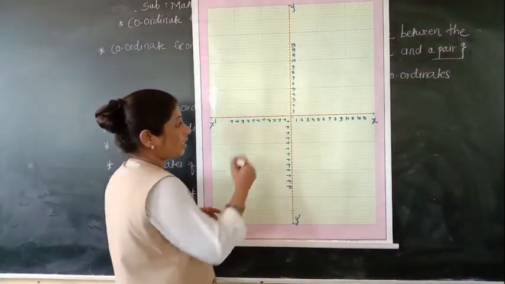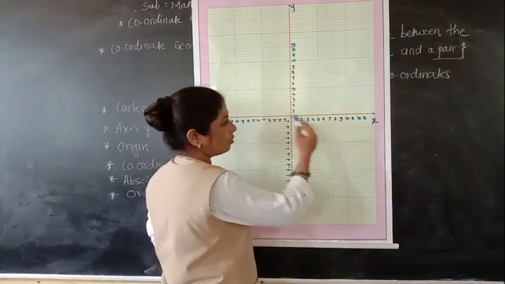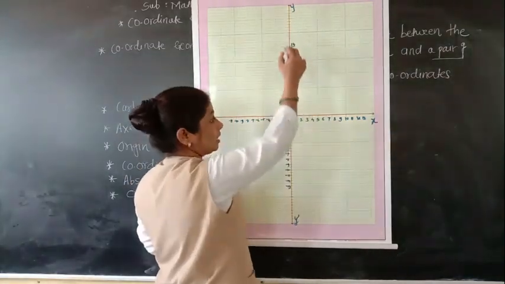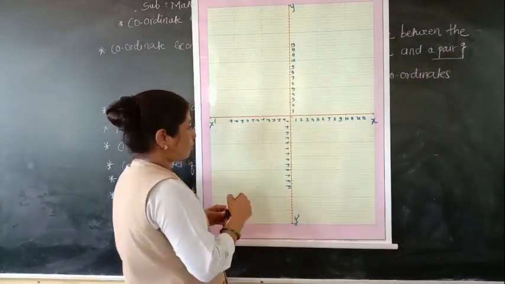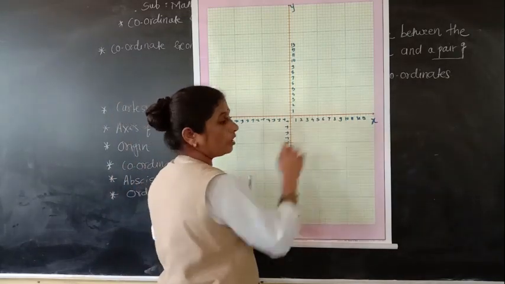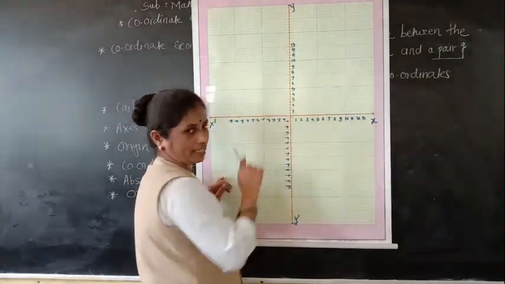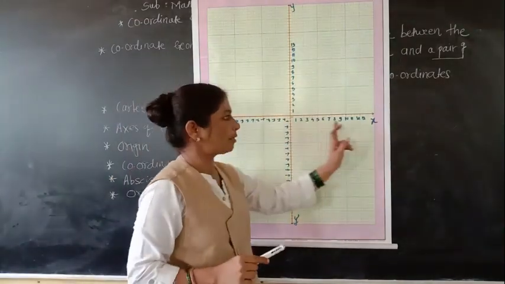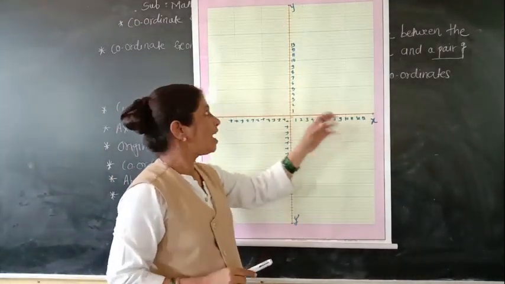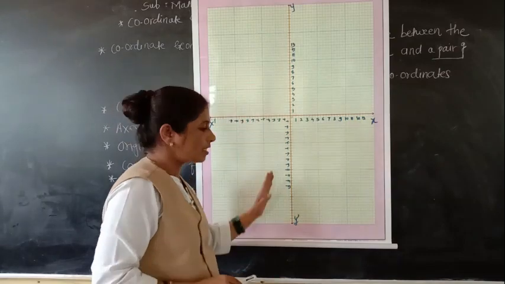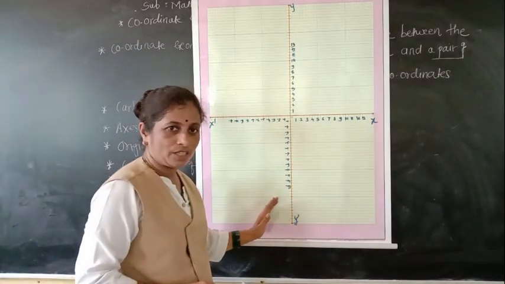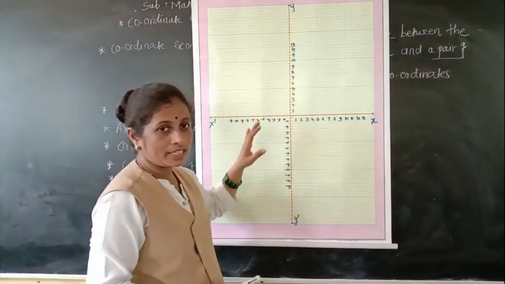Now see here, these two number lines are there. One is a horizontal number line and one is a vertical number line. This horizontal number line is called the x-axis, and the vertical number line is called the y-axis.